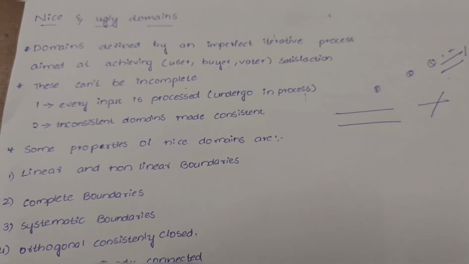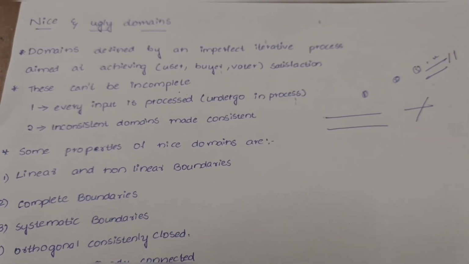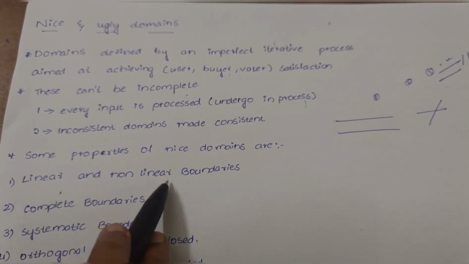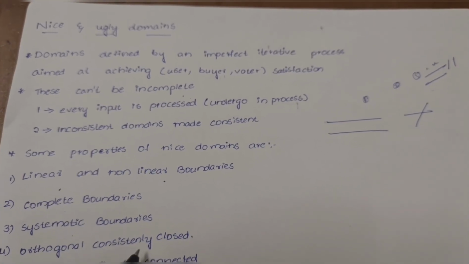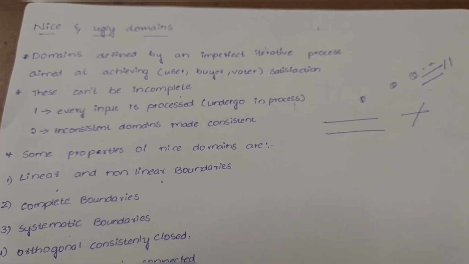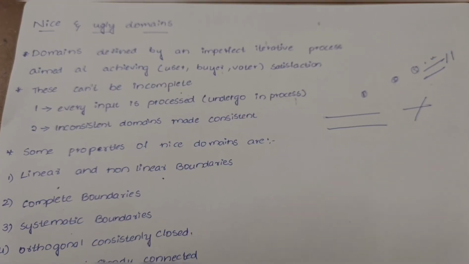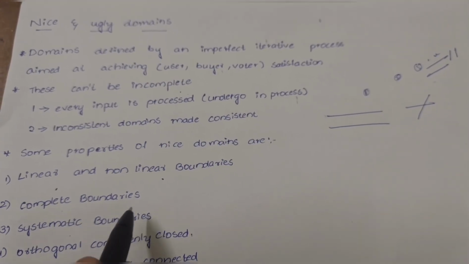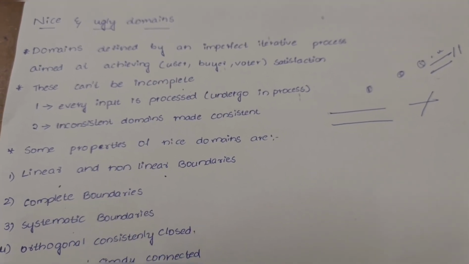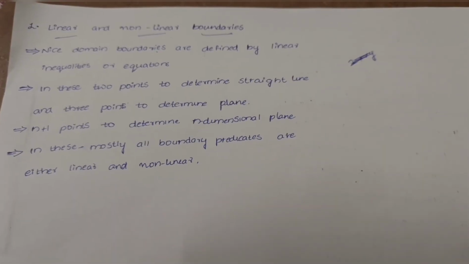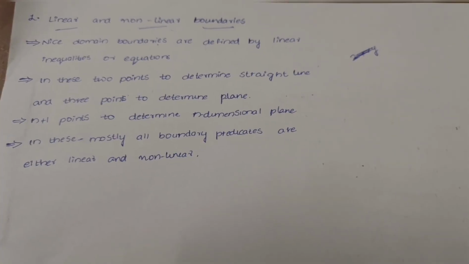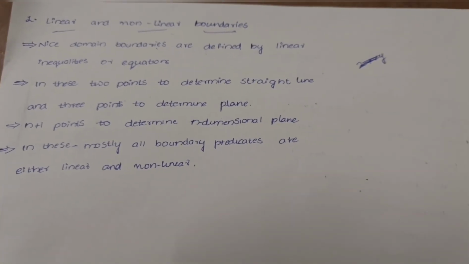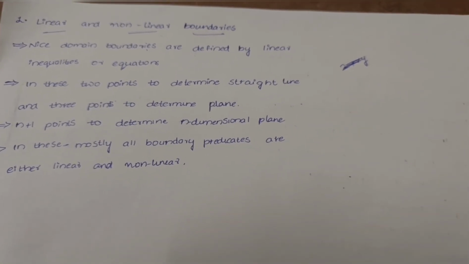Some properties of nice domains are linear and non-linear boundaries, complete boundaries, systematic boundaries, orthogonal consistency, closed, convex and simply connected. These are the properties of nice domains. Linear and non-linear boundaries in nice and ugly domains. Here we are going to learn about the first properties of nice and ugly domain.